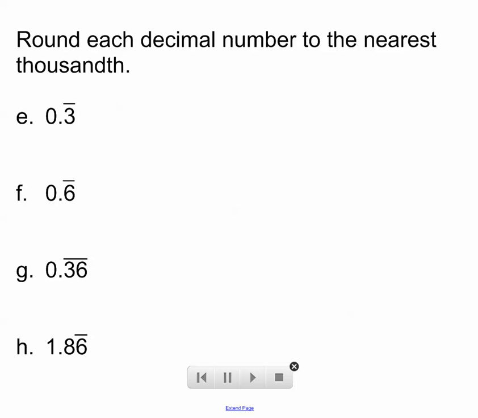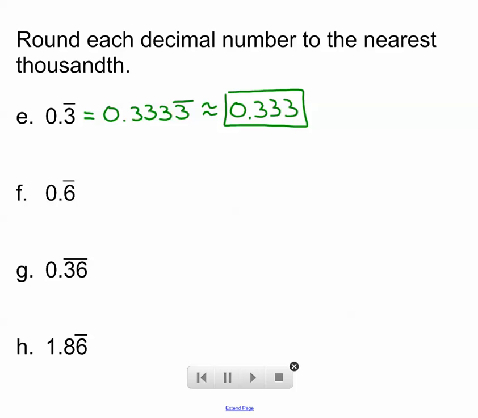Round each decimal number to the nearest thousandth. Okay, so the thousandth would be the third decimal place. But this only has one decimal place. No, it doesn't. Remember, it's got an infinite number of decimal places. This is actually 0.33333333. So if we just take this number out and say it equals this, it's not the simplest way to write it, but it's the same thing. It's 0.333 with the 3 repeating.